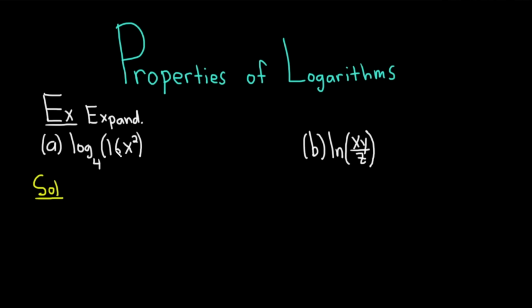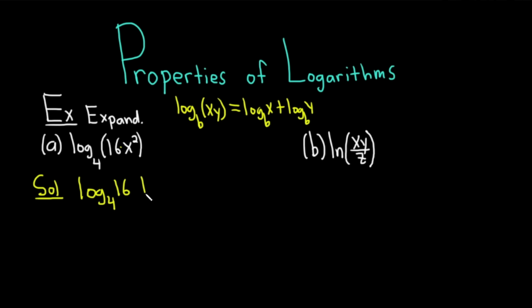So we have the logarithm of a product, 16 times x squared. There's a formula called the product rule for logs. It basically says if you have the log base b of, let's say, x times y, this is equal to the log base b of x plus the log base b of y. This one is called the product rule because it deals with products. So here we have a product, 16 times x squared. In our first step, we can write this as log base 4 of 16, plus log base 4 of x squared using the product rule.